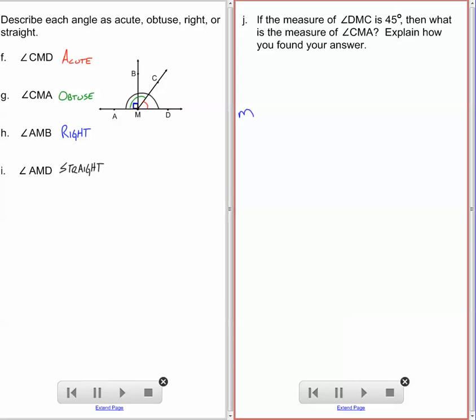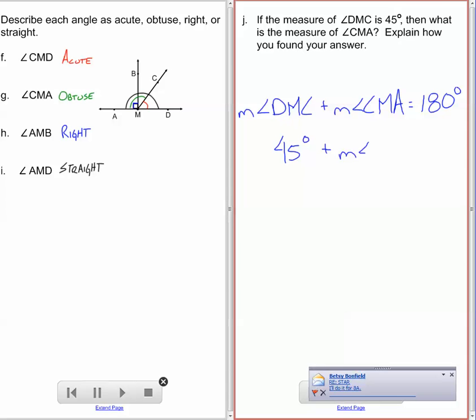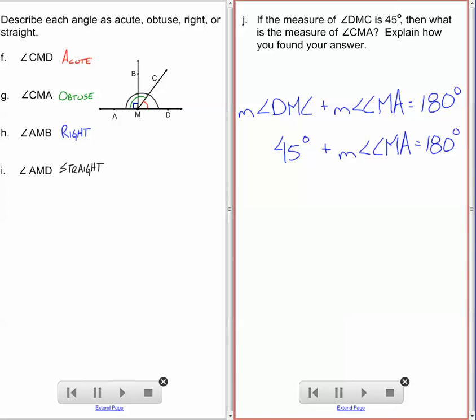Okay. Well, here's what I do know is that when we put those two angles together, they make up a straight angle. So DMC together with CMA makes a straight angle. And a straight angle is always 180 degrees. So these two together, combined with each other, make up a 180-degree angle. And if we know that DMC is 45 degrees, we should be able to figure out what angle CMA is by solving this very simple equation. Angle CMA is 135 degrees because 45 degrees plus 135 degrees is 180 degrees.